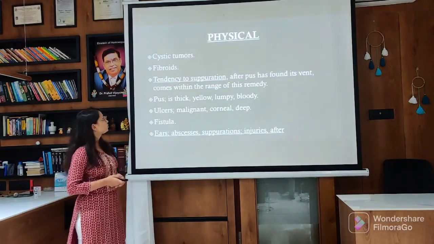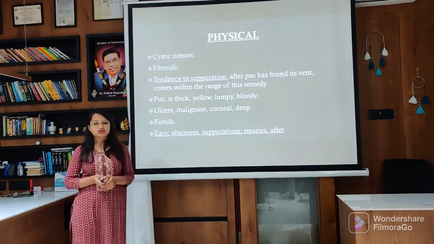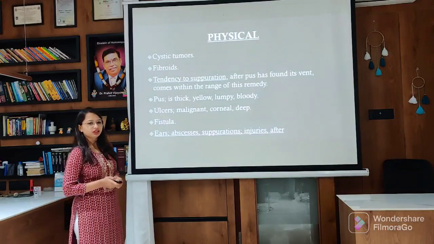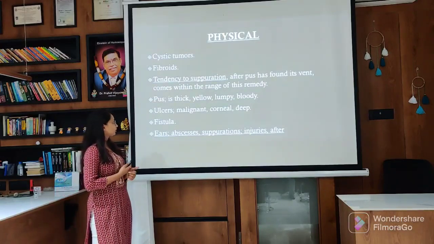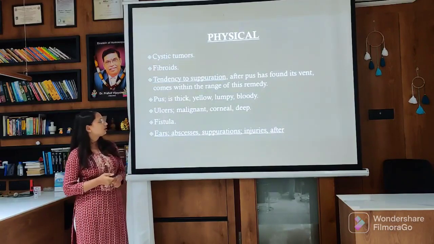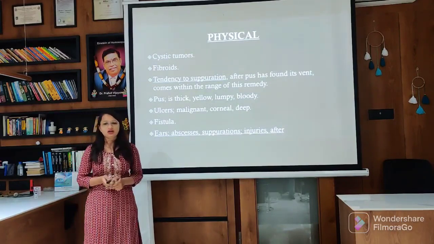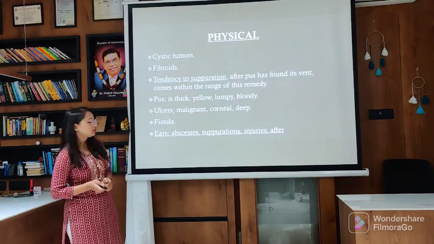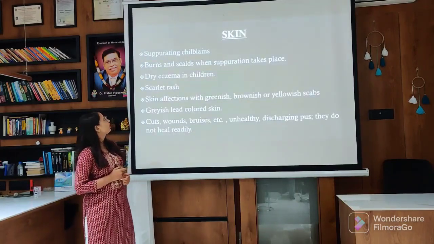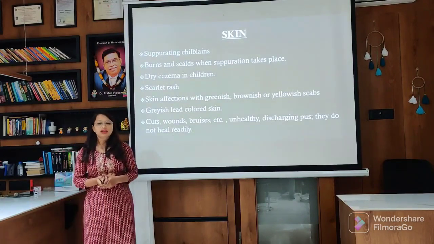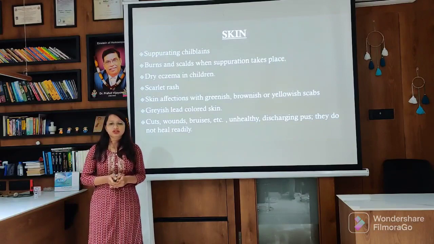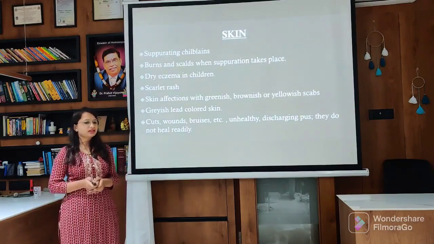Physicals: cystic tumor, fibroid, tendency to suppurate. After pus has found its way out, it comes within the range of this remedy. Pus is thick, yellow, lumpy and bloody. Ulcer, malignant, corneal; fistula; ear abscess; suppuration, injury after. Skin: suppurating, children. Burn and scald when suppuration takes place. Dry eczema in children.